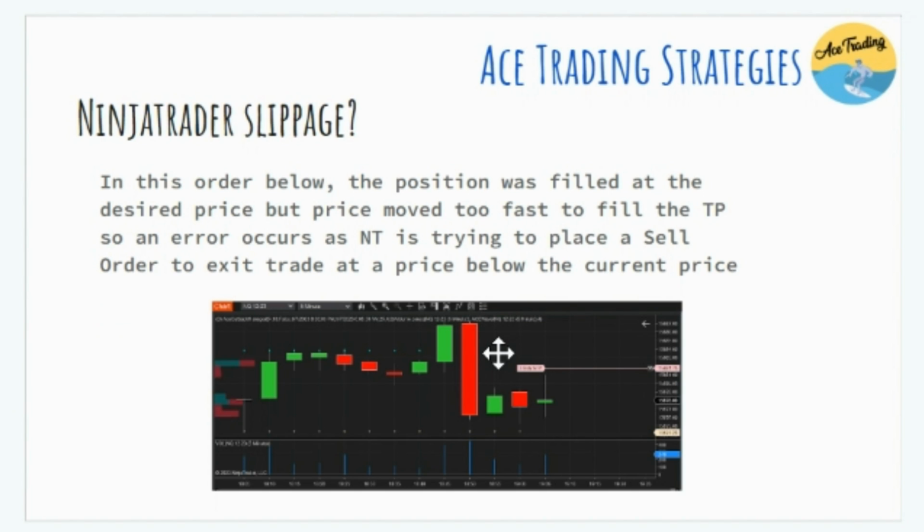So you can see below here there is an order in place. What we're hoping is that price would rise up and hit that order.